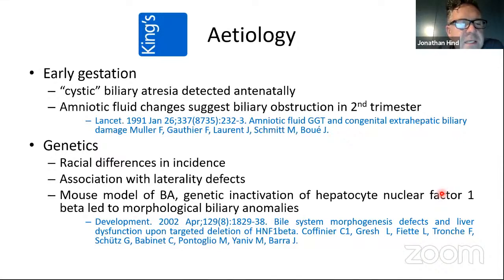As I said, is it genetic? Well, we know there's racial differences in incidence. 1 in 15 or 17,000 in the UK, 1 in 5,000 in Taiwan. In New Zealand, they have a higher incidence in their Pacific Island population, but an incidence the same as the European incidence in their European origin population. It's associated with other genetic defects, and there are some animal models of biliary atresia, and they've inactivated various genes, which has led to biliary abnormalities.